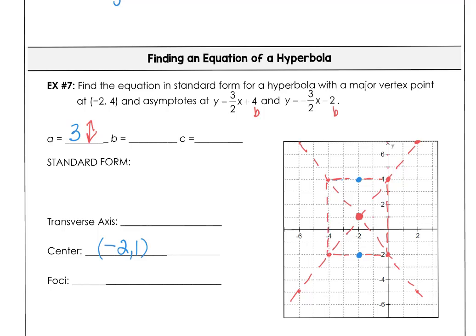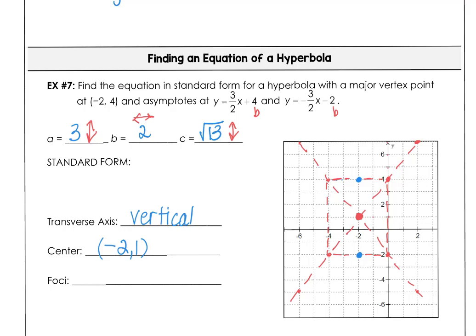So our transverse axis is vertical, and the b value is 2. It's going left and right. And squaring 3 and squaring 2 and adding them up, 9 plus 4 is 13, so c is the square root of 13. So it's got to go this way.